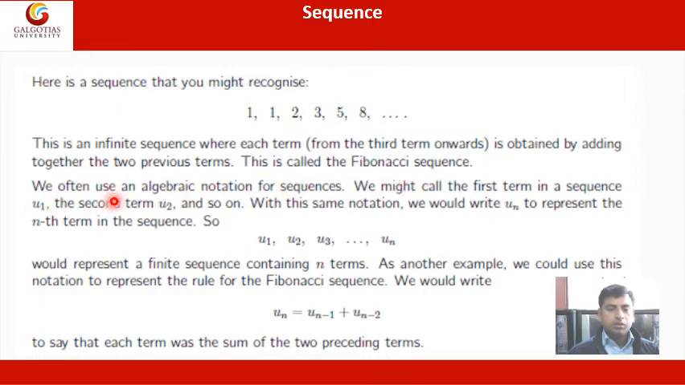We often use an algebraic notation for sequences. We might call the first term in a sequence u1, the second term u2 and so on. With this same notation, we would write un to represent the nth term in the sequence. So u1, u2, u3, up to un would represent a finite sequence consisting of n terms. As another example, we could use this notation to represent the rule for the Fibonacci sequence. We would write un = un-1 + un-2 to say that each term is the sum of the two preceding terms.